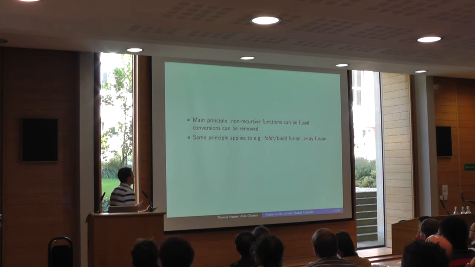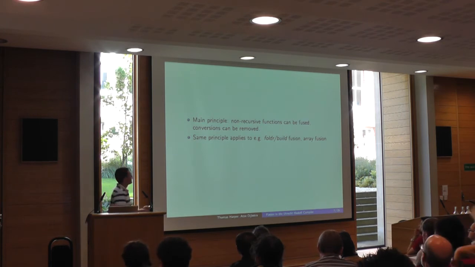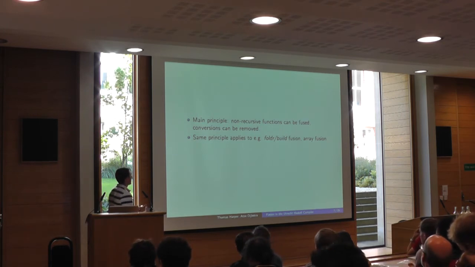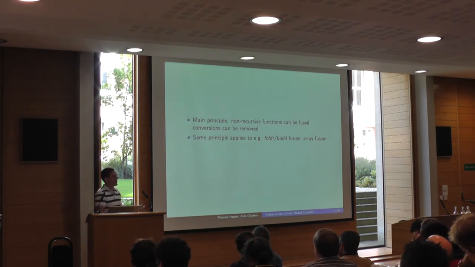So the principle behind this, and the principle behind almost all fusion that you actually see in GHC and various libraries, this includes repa, for example, is that non-recursive functions can be fused, the conversions can be removed if they get in the way, and the result is a single function that does everything that the original composed functions accomplish. So this idea is quite powerful, and the same transformations accomplish the same thing regardless of the instantiation that you're using.